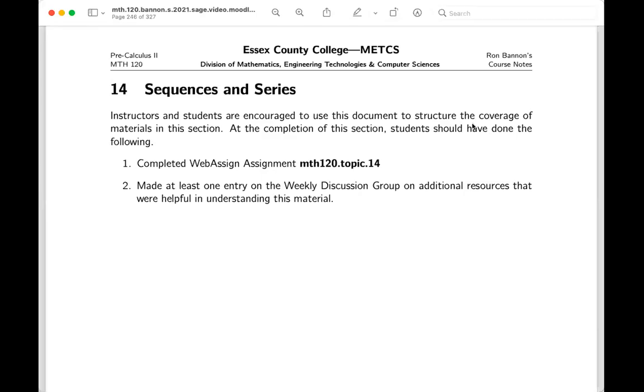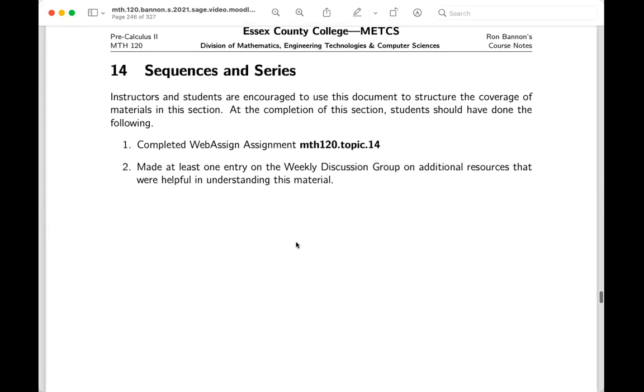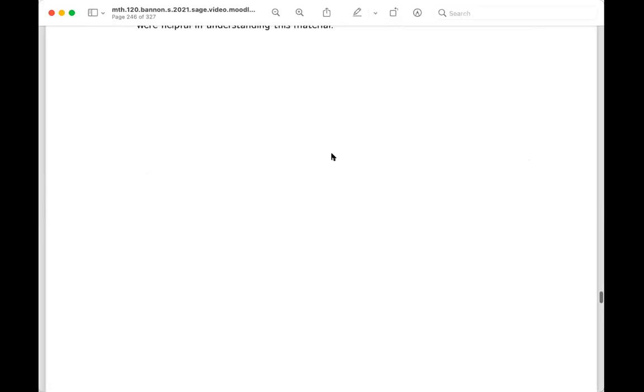Okay, we're in section 14, and the hope is that you followed along in the lecture and the examples that were done for you in class. So again, sequences and series. After you complete the homework in this section, though, go back to the WebAssign and do that Math 120 Topic 14 assignment in WebAssign.